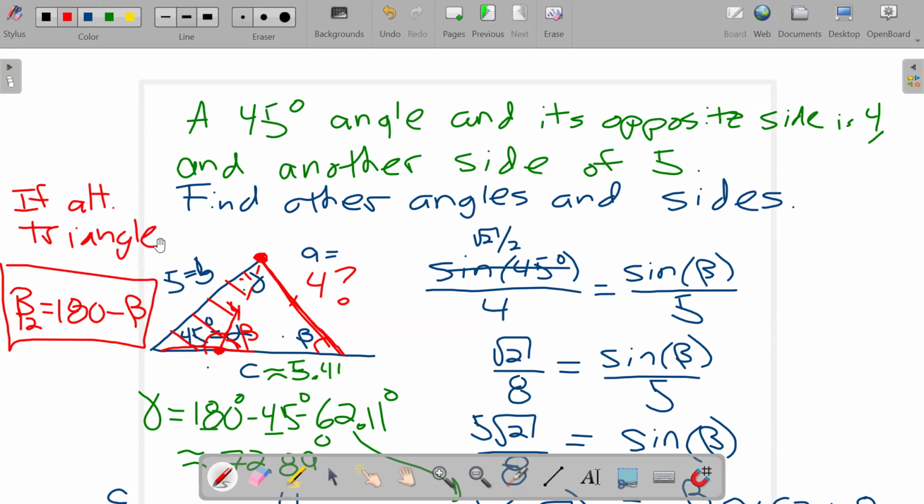Okay, so next, when might there be an alternate triangle? The alternate triangle happens related to the side you were given and the altitude from that side and angle. If the other side has a length between the altitude and the side you were given, then there's going to be two options. But if this other side was, say, smaller than the altitude, then what you're going to have is this dangling side.